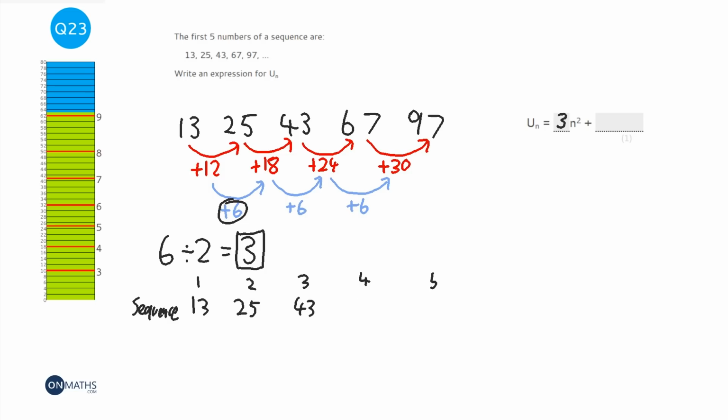43, 67, and 97. And we're going to write out the 3n squared, which we've just discovered. Now that means we just square the sequence number and then times by 3.